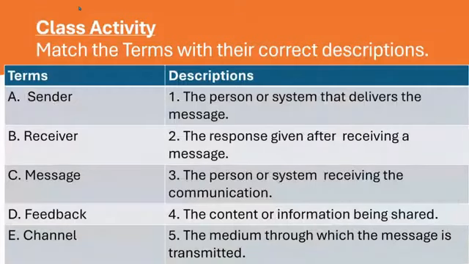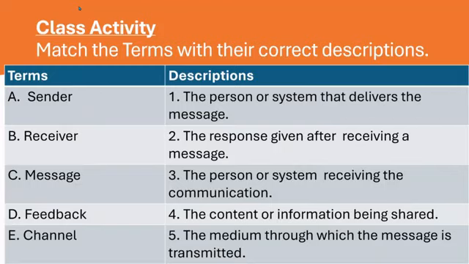So here we have a small activity wherein we're required to match the terms with their correct descriptions. The terms are found in column A, and the descriptions are in column B. So the first term being sender, we're to look for the description on the right. The first one is saying the person or system that delivers the message. The second one is given after receiving a message. The third one is saying the person or system receiving the communication. The fourth one is saying the content or information being shared. And the fifth one is saying the medium through which the message is transmitted.